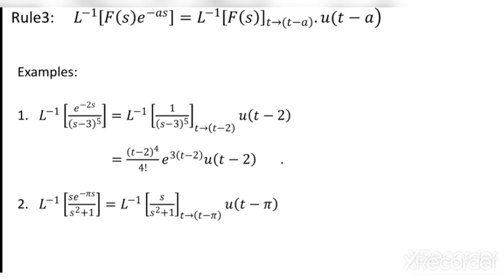One more, if I take s into e power minus pi s by s square plus 1. So here e power minus pi s, that's why you write u of t minus pi. Allow L inverse for s by s square plus 1. Replace t by t minus pi later. So it actually gives cos t. So take cos of (t minus pi), or it is cos of (pi minus t), because cos of minus theta is cos theta only. Pi minus t is 180 minus t, which is in the second quadrant, where cosine is negative, so minus cos t u of t minus pi, correct?